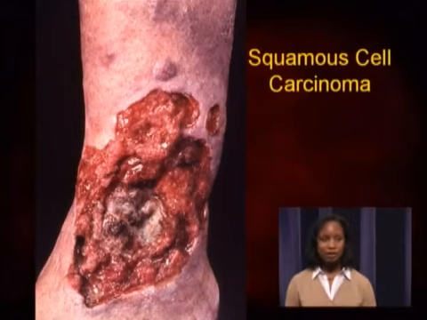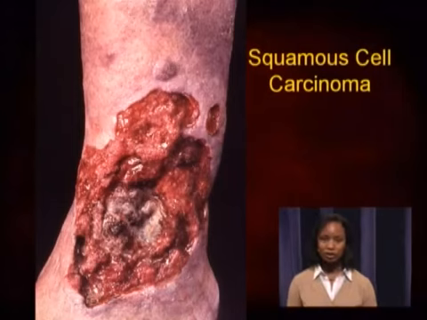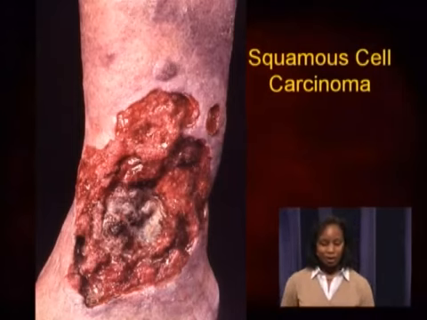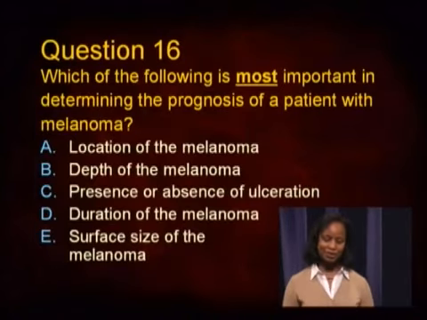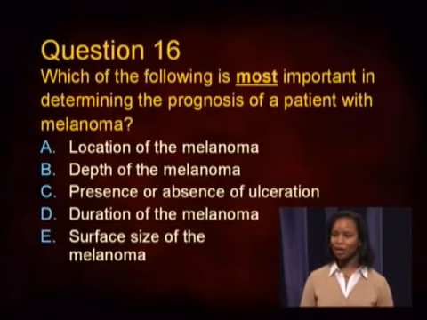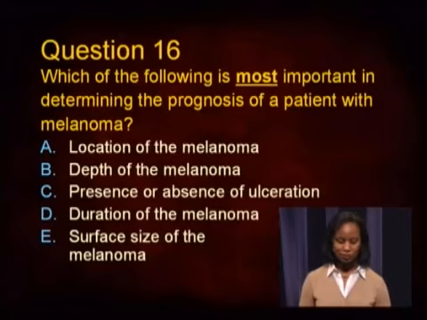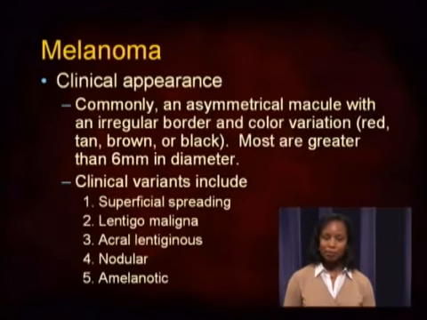Here again, a squamous cell developing in a chronic ulcer. This may be a venous ulcer on this patient's leg with a squamous cell that's developed within that. Here's our next question for consideration. Which of the following is most important in determining the prognosis of a patient with melanoma? A couple things to think about there. So next we'll talk about melanoma.